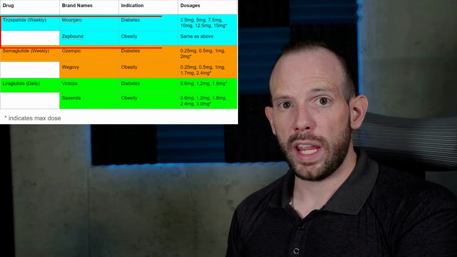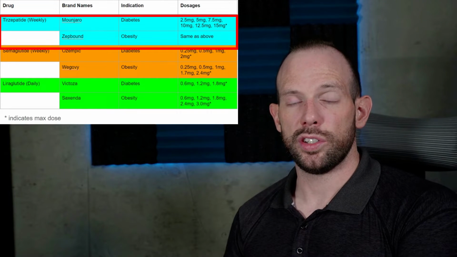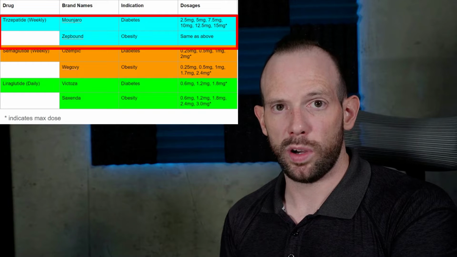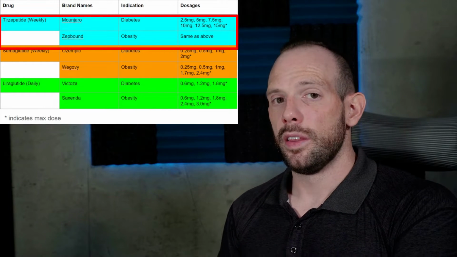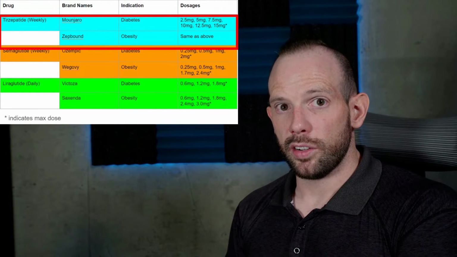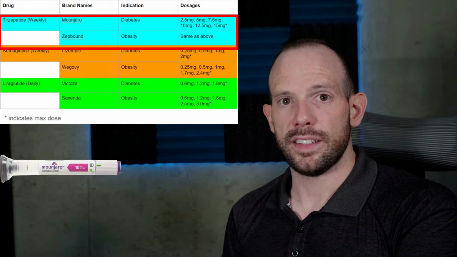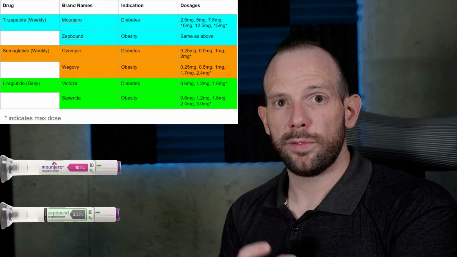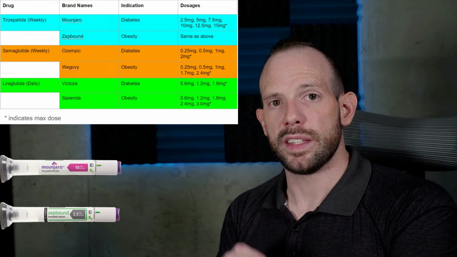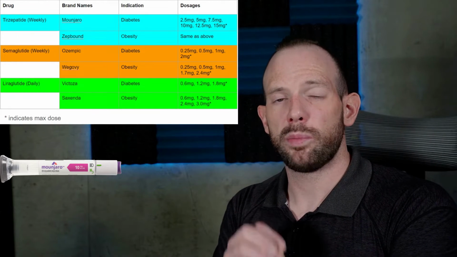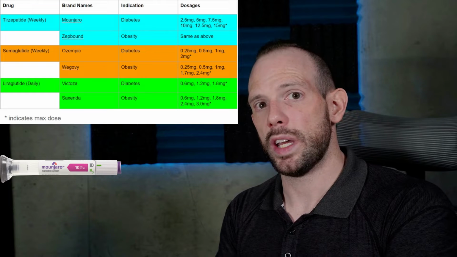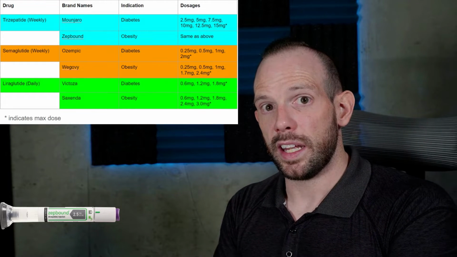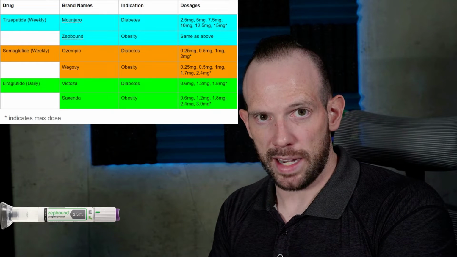So first up, we have in the teal at the top there, which is tirzepatide, the newest guy to the market. That is the GLP-1 GIP receptor agonist. There are two names that it's currently falling under, Mounjaro and Zepbound, which was just recently approved by the FDA. The difference between Mounjaro and Zepbound is that Mounjaro is only approved and indicated for type 2 diabetes management, and Zepbound is approved and indicated only for obesity management.